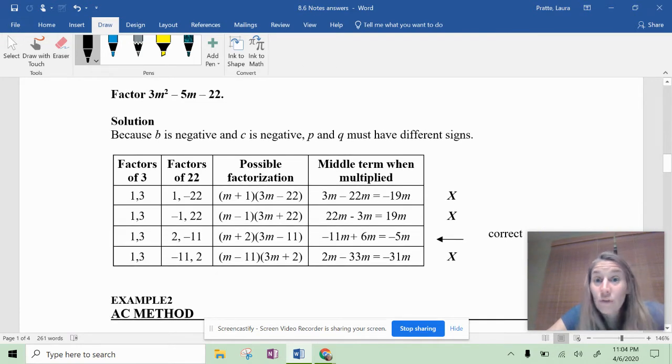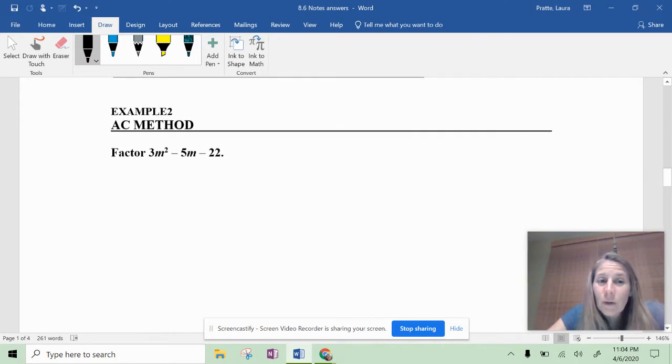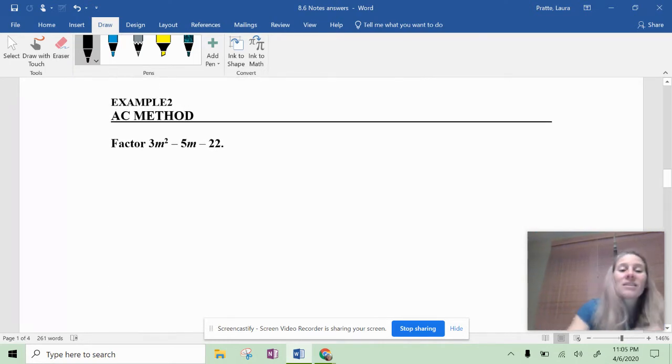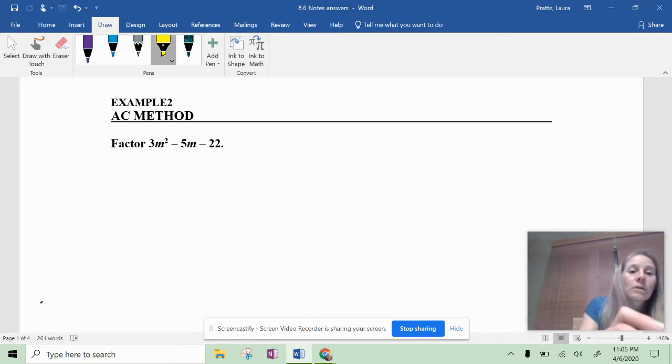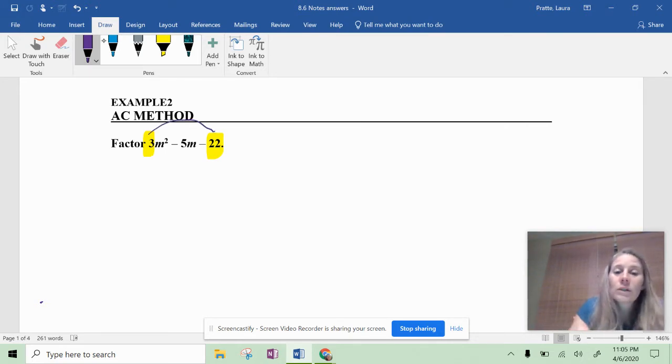You could FOIL all 4 choices if you wanted to and see which one worked, but you probably only want to FOIL one of them and make sure it's correct. So let's try this one. My AC number, I'm going to get by multiplying the first number and the last number. So 3 times 22, which is 66, right?